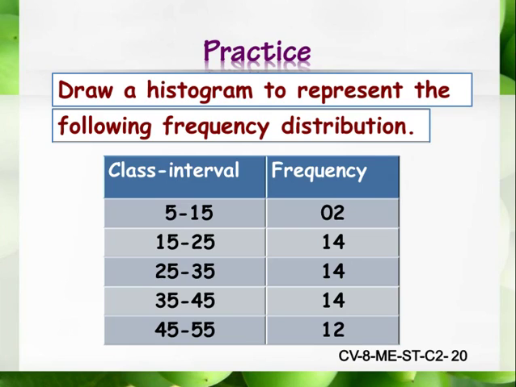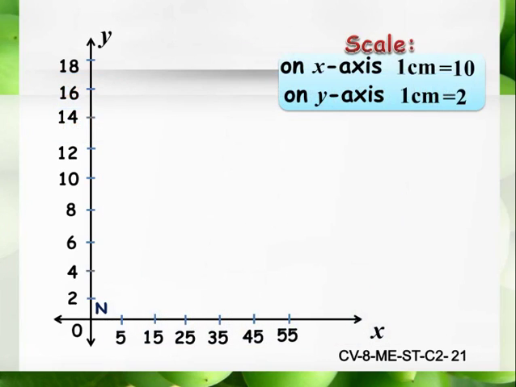What is the next procedure to draw the histogram? You are right. Draw x and y axis. Now we shall take up the convenient scale. On x axis, 1 centimeter is equal to 10 units. On y axis, 1 centimeter is equal to 2 units, because all these numbers are divisible by 2 easily. Shall we plot the histogram now?